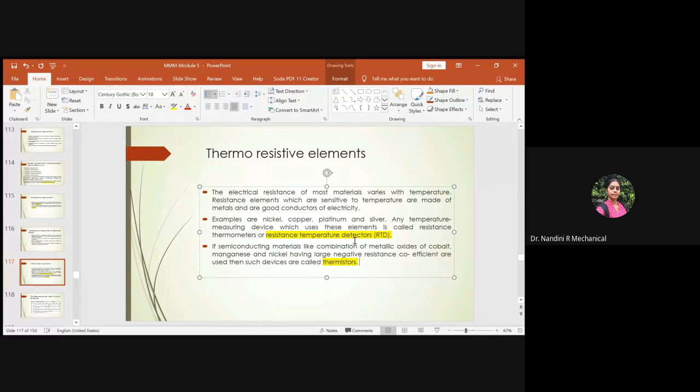You have to play with the combination of various metal oxides which are available. It is not always only cobalt, manganese, or nickel. Based on the requirement, you can optimize the combination of various metal oxides, and respectively the devices could be manufactured under the category of thermistors. So these are the two resistive elements you have to understand: one is based on conductors and the other is based on semiconducting materials.